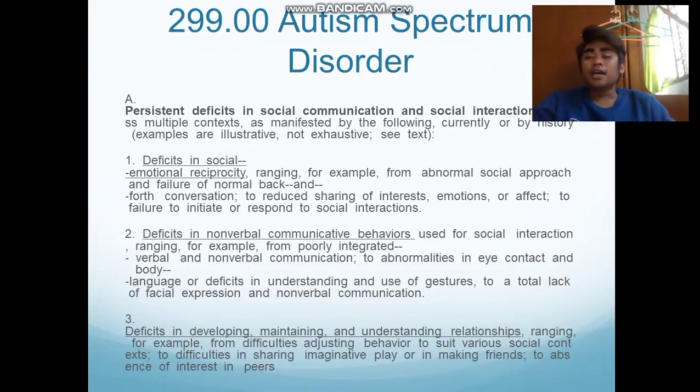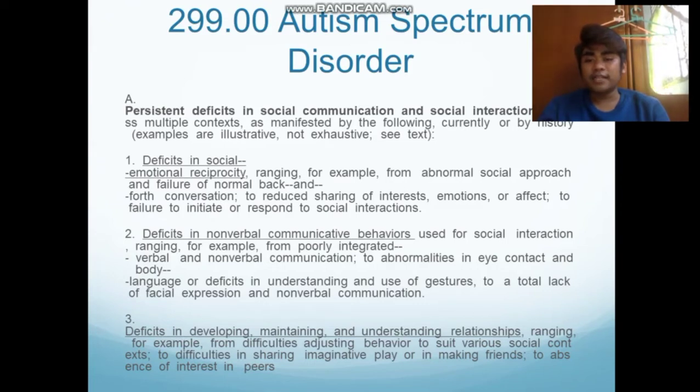Okay. At this point, autism spectrum disorder. Point A: persistent deficits in social communication and social interaction across multiple contexts, as manifested by the following, currently or by history. Examples are illustrative, not exhaustive. See text.